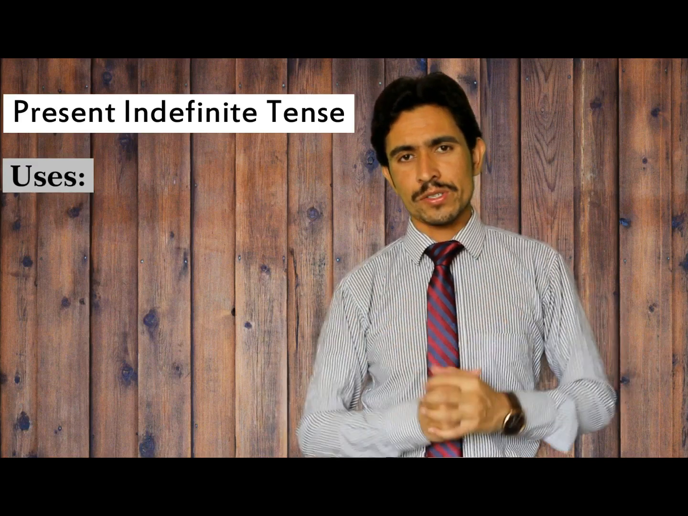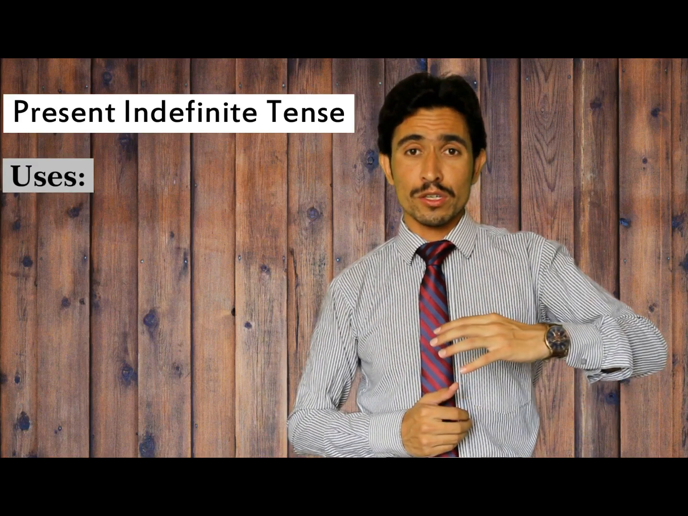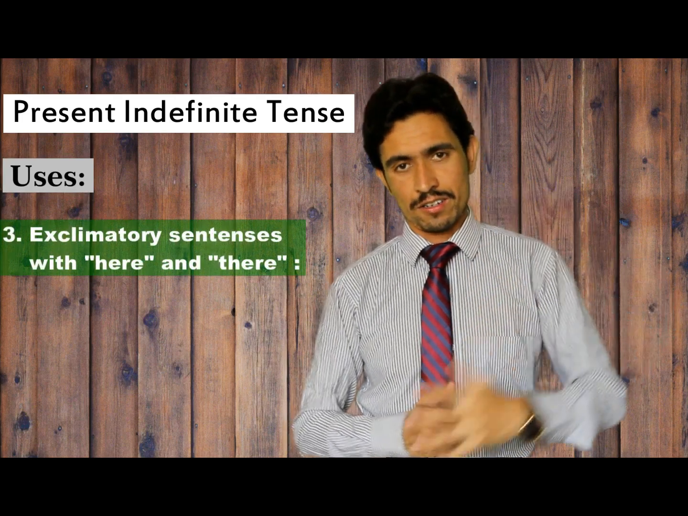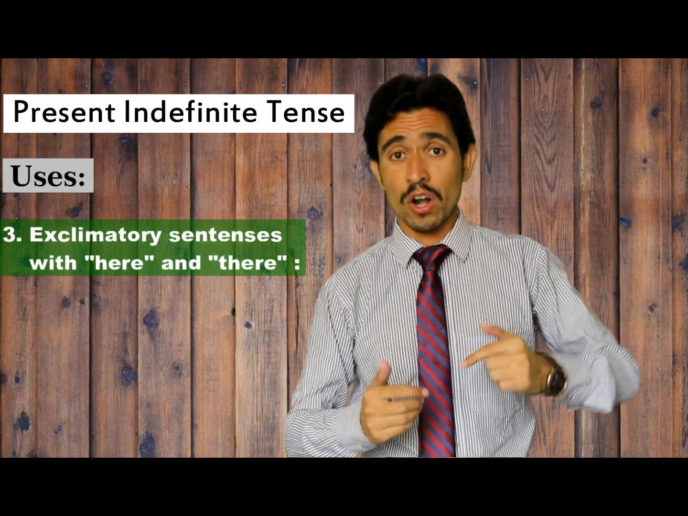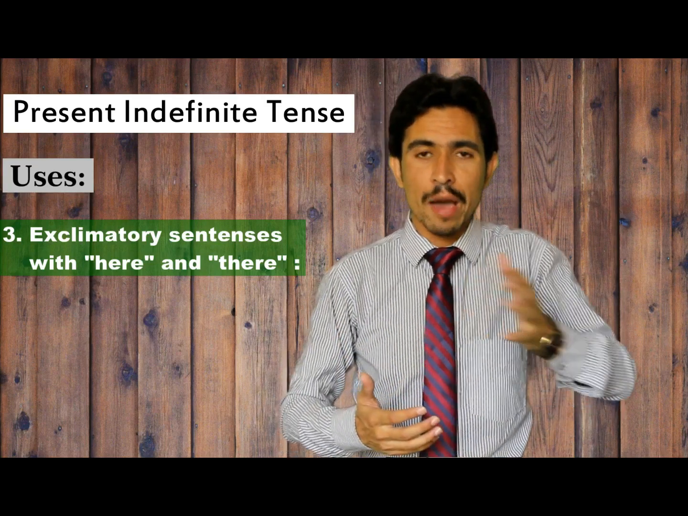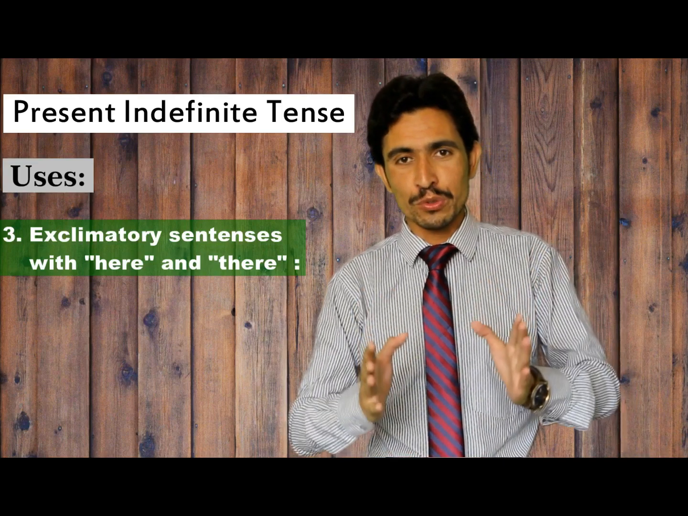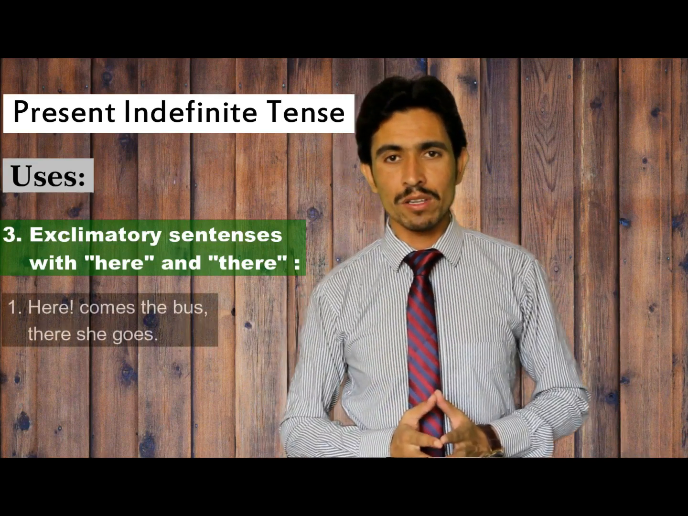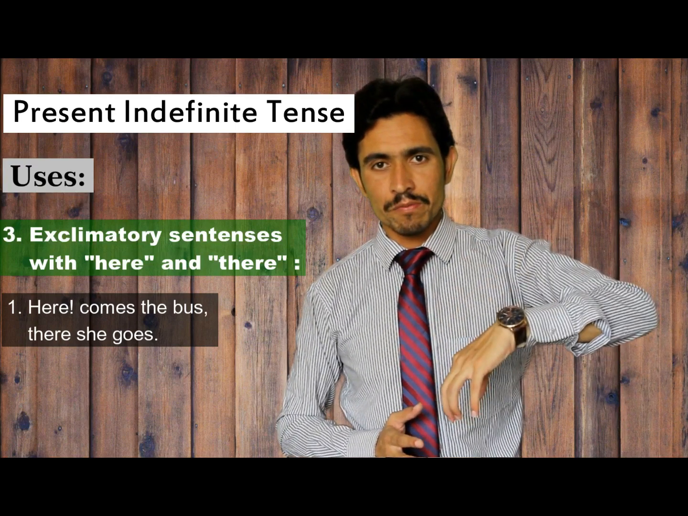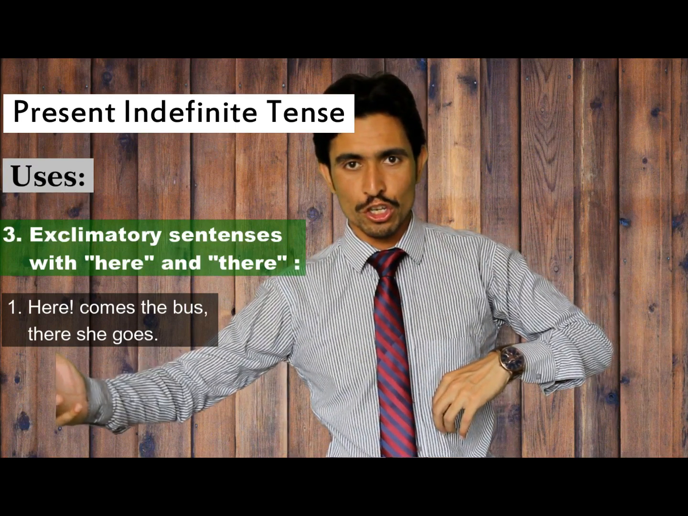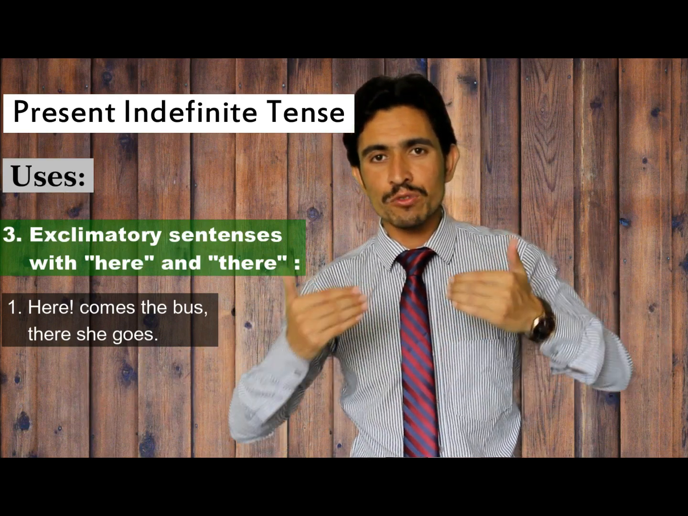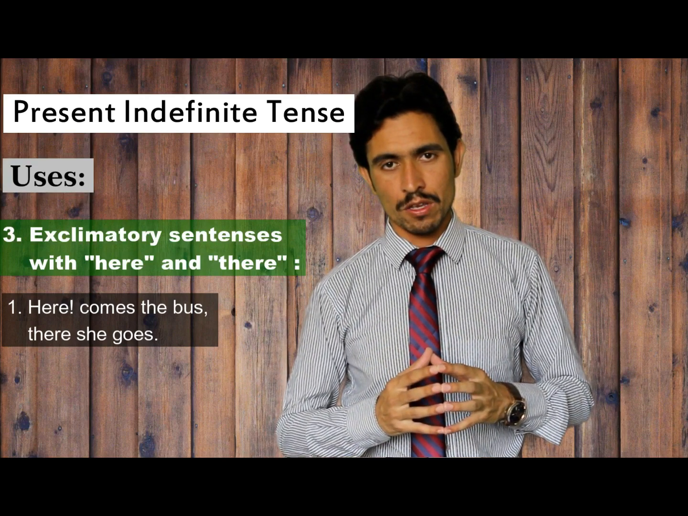Then in those sentences which consist of here and there, and those sentences are exclamatory sentences used to express what is happening in the present, then we use simple present tense. For example, here comes the bus, there she goes. So first we use here and there, then the first form of the verb is used.